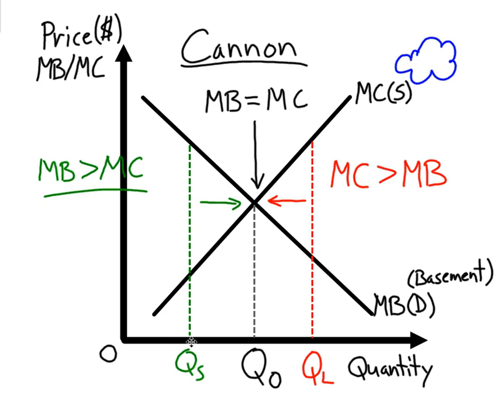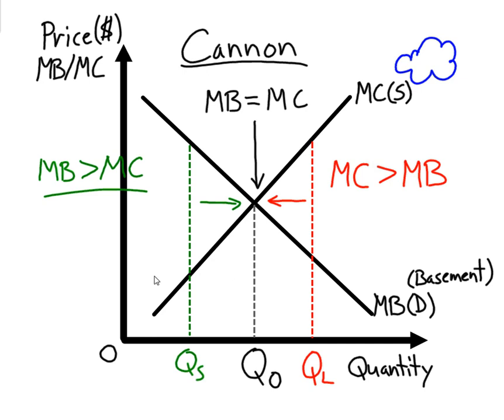At QS, what we find is if we go up to our marginal cost curve, it's going to be at a value which is smaller than the marginal benefit of that quantity, because the numbers get bigger as we go up or further away from the origin. Because I run into the marginal cost curve first, that means marginal cost is less than marginal benefit.